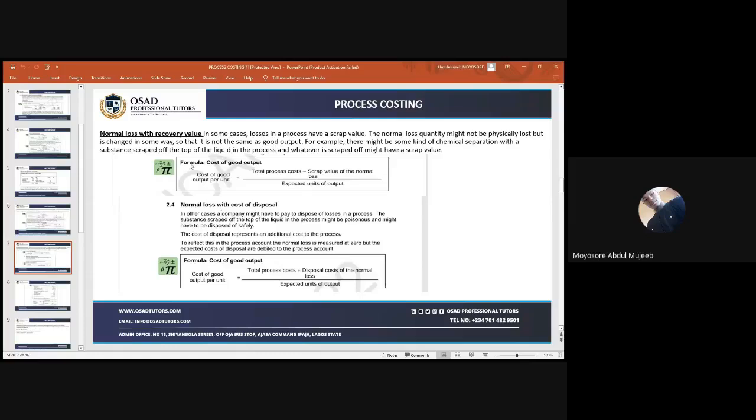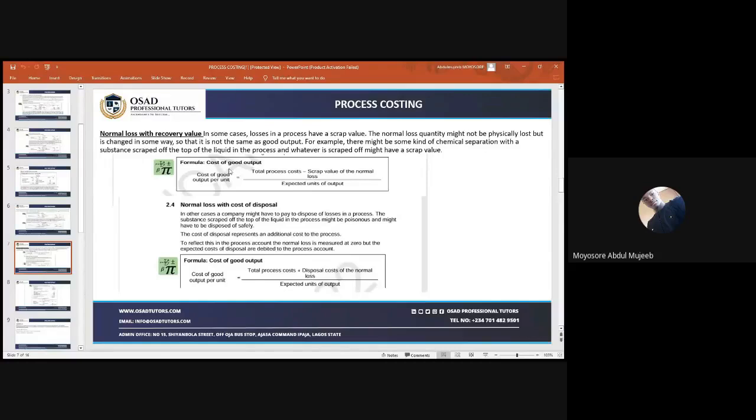Now, where was I? The normal loss quantity might not be a physical loss, but it's changed in some way so that it is not the same as good output. For example, there might be some kind of chemical separation with a substance scrapped off the top of the liquid in process, and whatever is scrapped off might still have a scrap value. We're still talking about scrap value here.